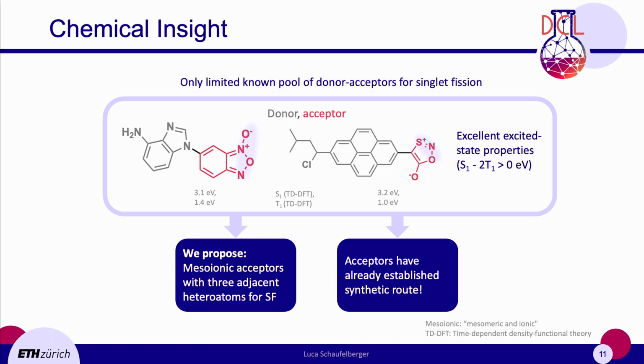In particular, I want to highlight these red acceptors that we have here, these mesoionic acceptors, so mesomeric and ionic, that have 3 adjacent heteroatoms next to each other. And these have very nice properties, some nice triplet localization in the excited state. And because they have an already established synthetic route, they might be within synthetic reach for experimental validation.